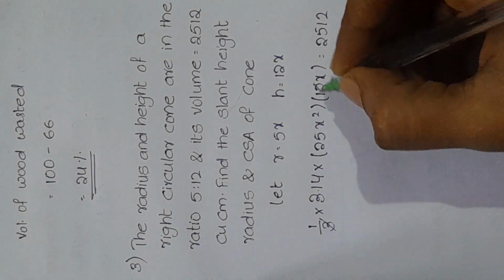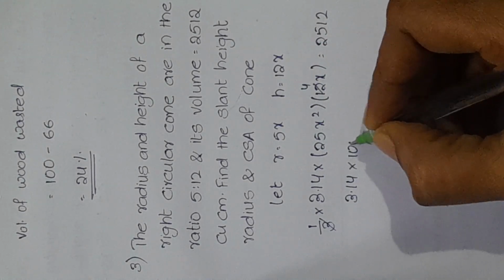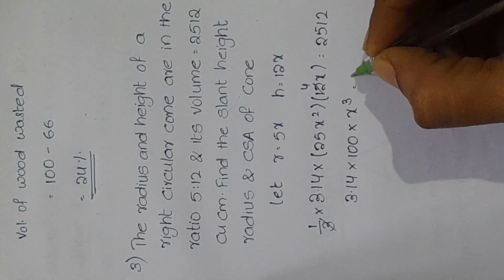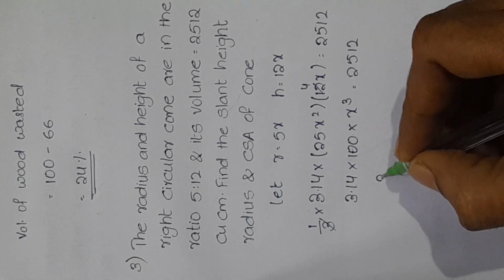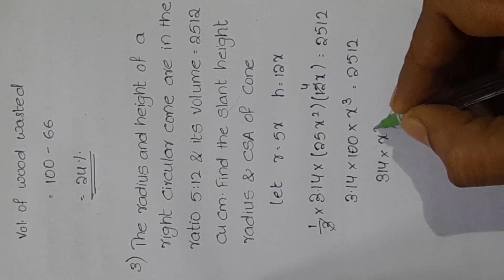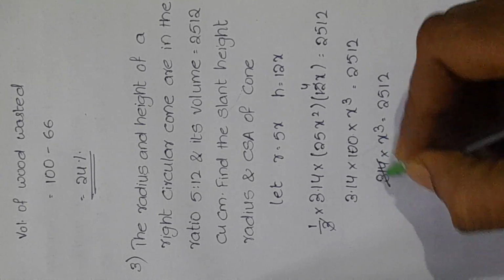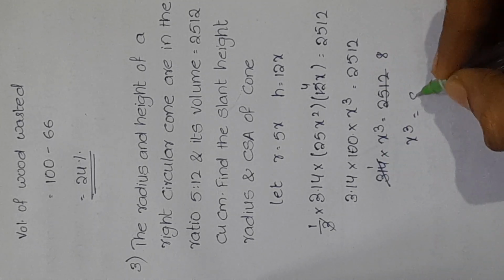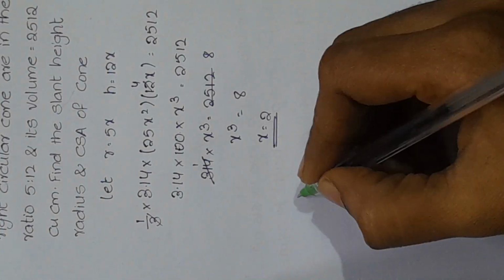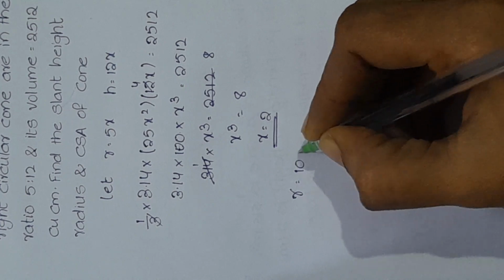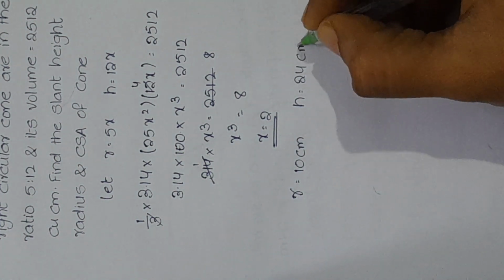2512. 3 ones and 3 fours. 4 into 25 is 100. So 3.14 into 100 into x cube is equal to 2512. Cancelling the zeros, 314 into x cube is equal to 2512. X cube is equal to 8. X is equal to 2. So x is equal to 2, r is equal to 5 into 2, that is 10 centimeters, and height is equal to 12 into 2, that is 24 centimeters.